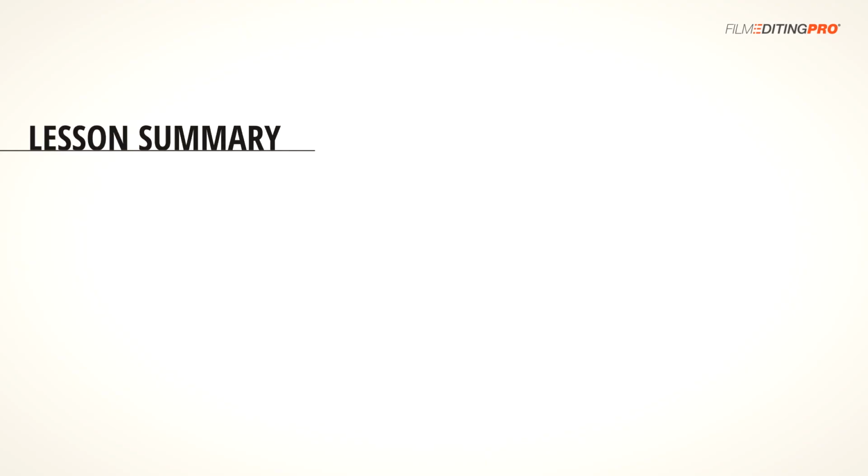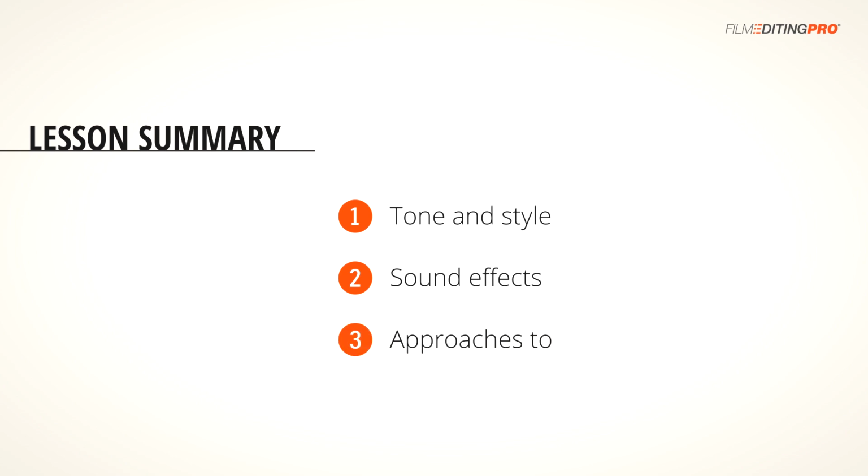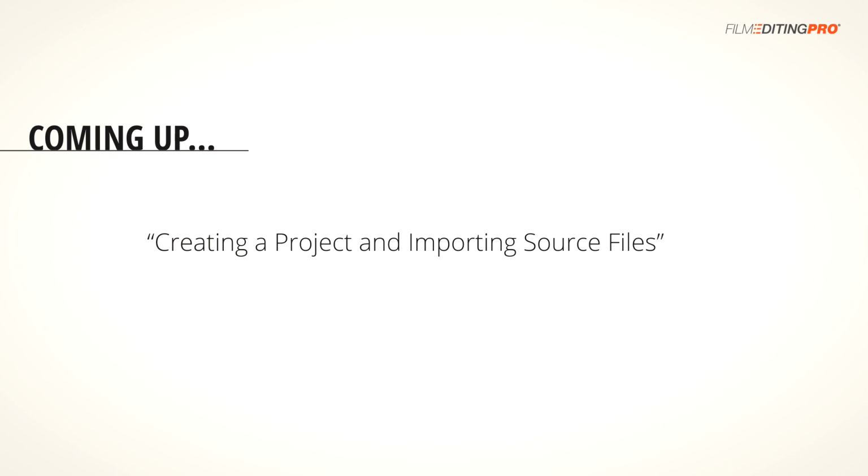In this lesson, we learned a bunch of sound editing tips that we can use while editing our fight scene. First, we discussed the impact of different tones and styles. Then, we took a look at various types of sound effects and the roles that they play within the context of a fight. Next, we discussed different ways of approaching your music choices. And finally, we looked at a few side-by-side examples of the impact that sound editing can have on a fight scene. Coming up, we're going to start preparing to edit together our fight scene. We'll begin by creating a project and importing the exercise files. See you in a bit.